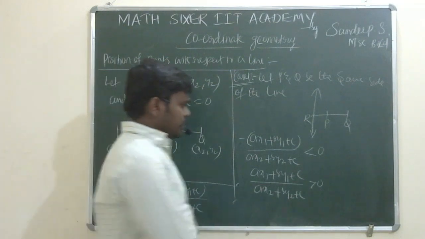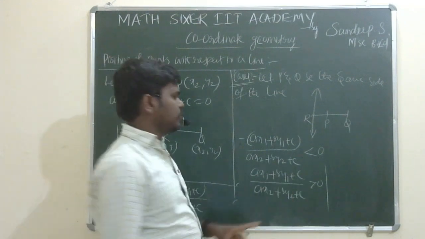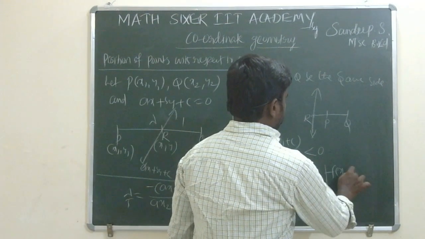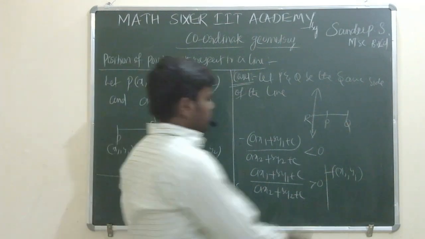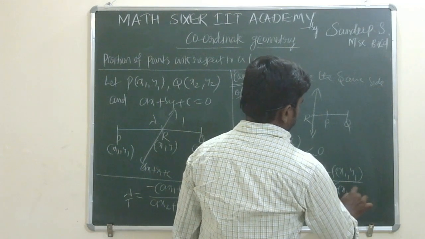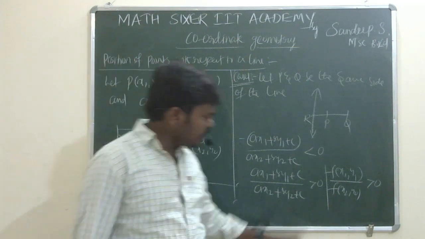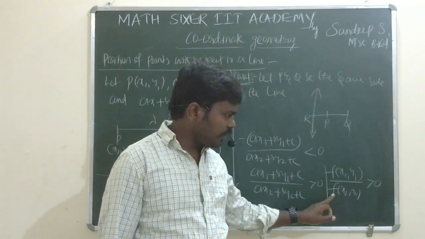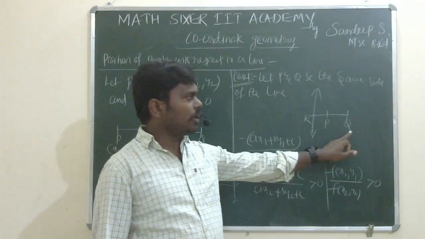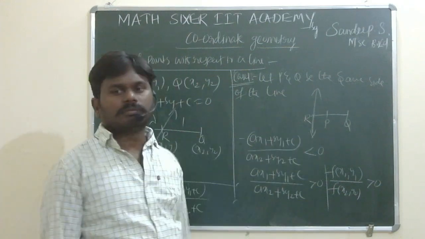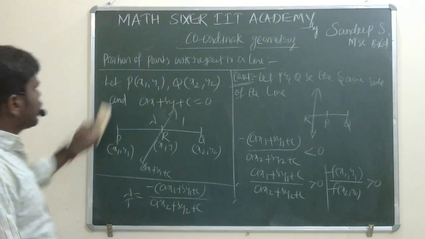Okay, that means this is a linear equation in two variables. So if we write it in the form of a function, we can write f of x1 comma y1 divided by f of x2 comma y2, which is greater than 0. So if f of x1, y1 divided by f of x2, y2 is greater than 0, then the points P and Q are on the same side of the line. Okay, so this is about the first case. Now we will see the second case.